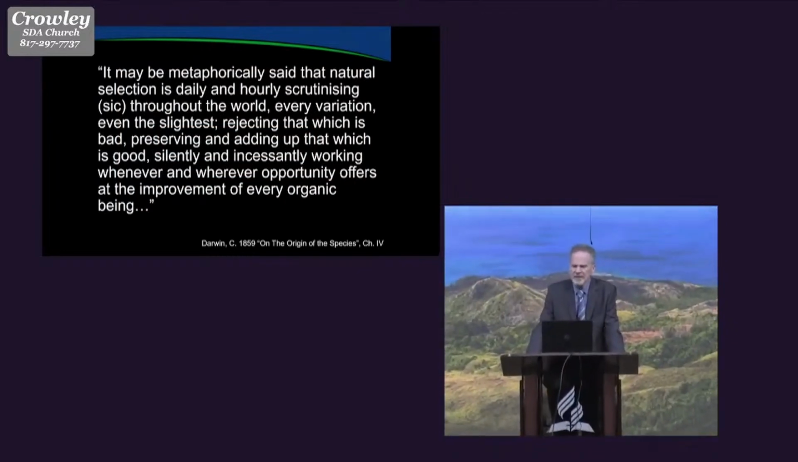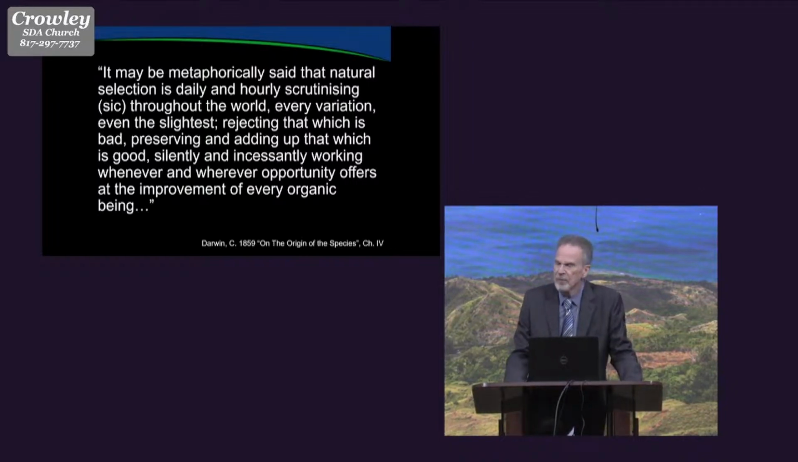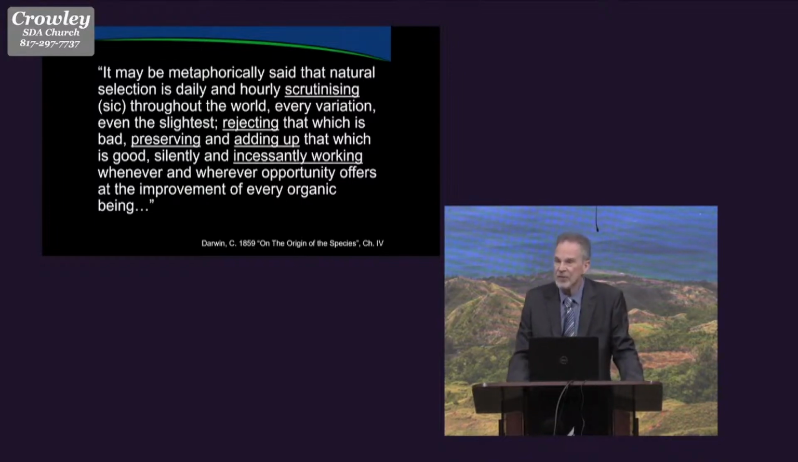It may be metaphorically said that natural selection is daily and hourly scrutinizing throughout the world every variation, even the slightest, rejecting that which is bad, preserving and adding up that which is good, silently and incessantly working whenever and wherever opportunity offers at the improvement of every organic being. I want you to notice the action verbs that Charlie uses in this imaginary world of his. He says that nature is scrutinizing, rejecting, preserving, adding up, incessantly working. He is attributing nature with the power of volition, the ability to make choices. Does this remind you of a scripture or two?